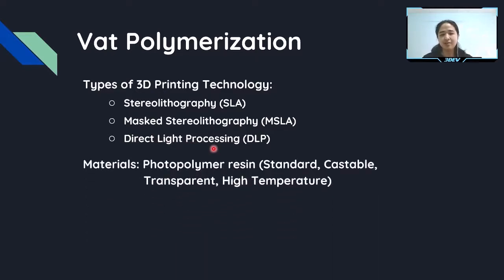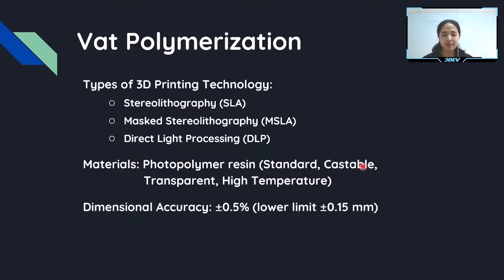For this printing method, the material normally used is photopolymer resin. You have four types: standard, castable, transparent, and high temperature. Castable resin is basically when you print out your model, you can cast it into metal. Dimension accuracy is around 0.5, and the lower limit it can go to is 0.15 millimeters.